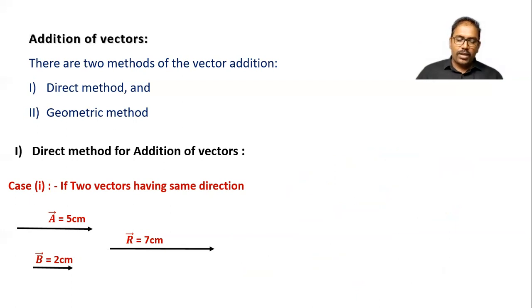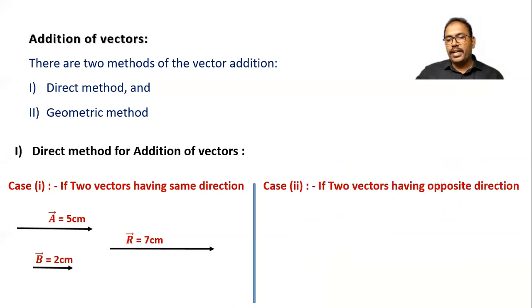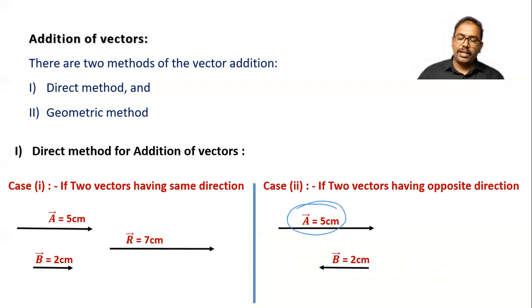Now, after the same direction, we have to learn opposite directions. Case 2: if two vectors have opposite directions. For example, this is A bar having a 5 centimeter magnitude, and the direction you can see in the diagram. B bar has a 2 centimeter magnitude and its direction is opposite to the direction of A bar. Then when we add these two vectors, we get 3 centimeter.